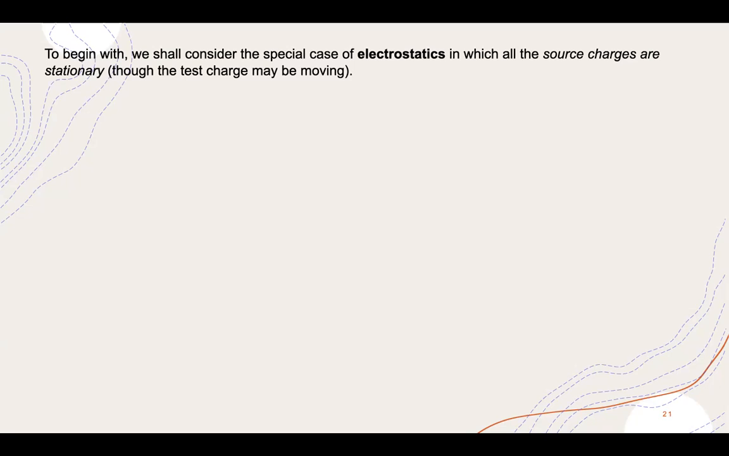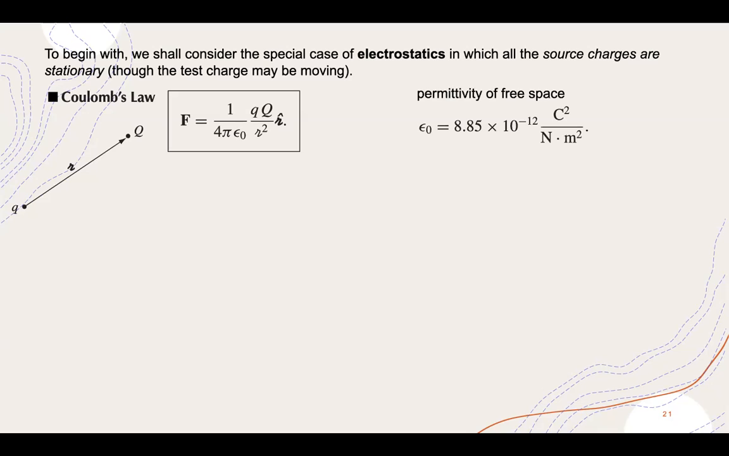So we begin with considering a very special case of electrostatics, where we think that our source charges should be stationary, though the test charge can be movable. And there we defined Coulomb's law, where we talked about how Coulomb's law is proportional to the product of two charges and inversely proportional to the distance square. And we defined epsilon naught as the permittivity of free space.